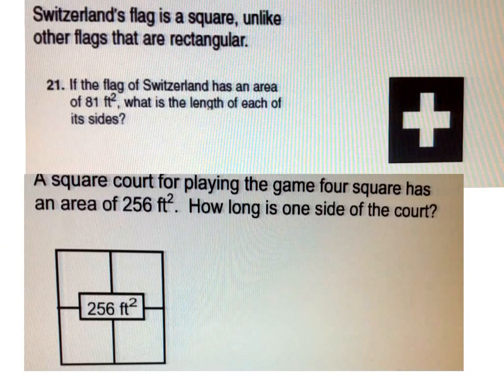All right, let's go a little bit further now and look at a story problem. Switzerland's flag is a square, unlike other flags that are rectangular. If the flag of Switzerland has an area of 81 square feet, what is the length of each of its sides? Well, the area is the space inside, so we know that 81 is the space inside. If we want to know the side length, well, how did we get the area? We had to square a number. So to undo that squaring, we're going to take the square root. So we need to find the square root of 81. Square root of 81 is 9.